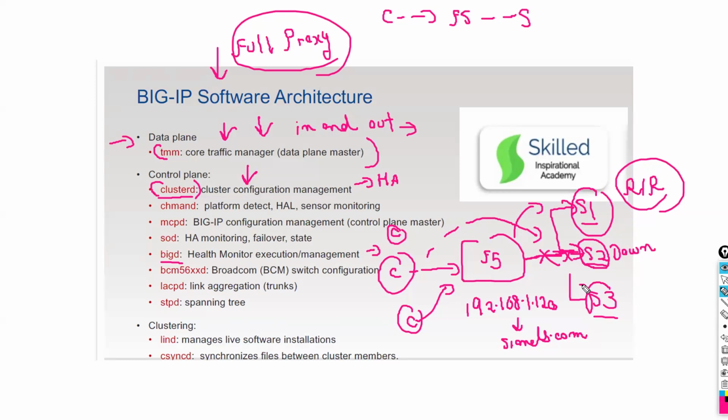Because F5 works as a full proxy, it will have two separate connections, client side and server side. On the server side, it will load balance the traffic and make a decision based on the load balancing algorithm. And another thing, it is using host monitoring. First, it will check which server is up. That is called health monitor. And what is the process which is used, guys? Bigd. Very, very important, guys.